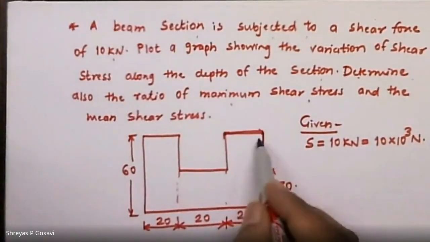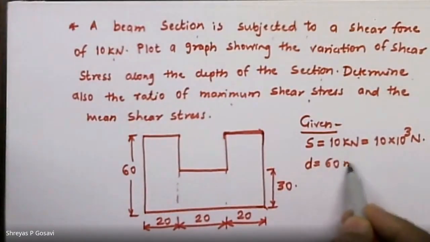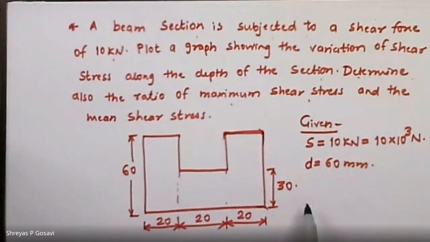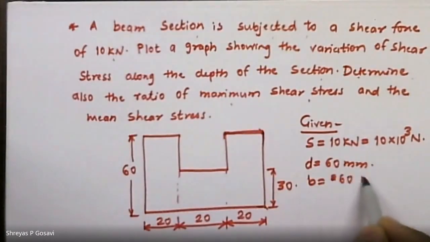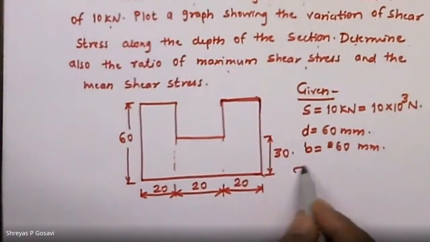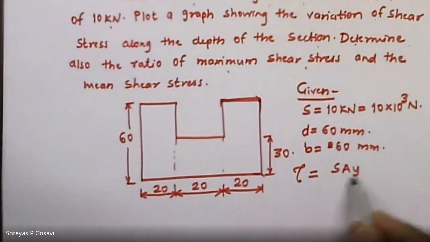The total depth of the given section D is equal to 60 millimeters. Okay. So this is the total depth. And the total width given is also 60 millimeters. Right. We know that the formula that is applied to calculate the value of the shear stress is equal to SAY upon B into I. Okay, this could be Y or Y bar.